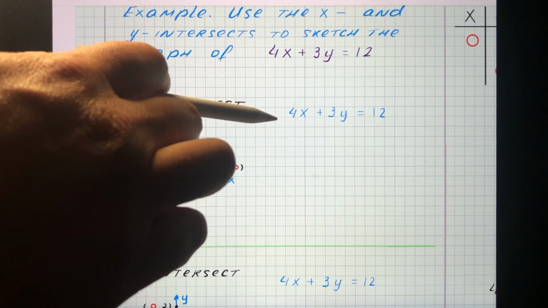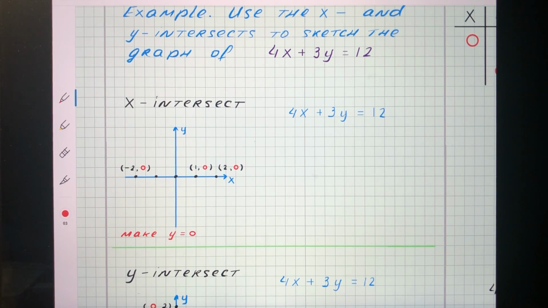So let's find the x-intersect. Let's replace y with a 0. If this y is 0, that means we now have 4x equals 12. And dividing both sides by 4, we get x equals 3. So the x-intersect for our graph is 3.